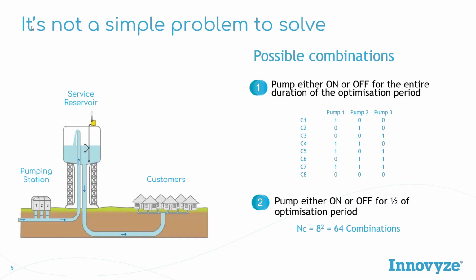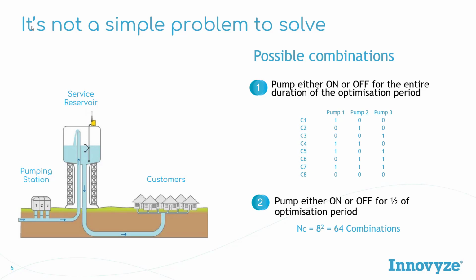The question is then, how many scenarios do we have to analyze? The complexity of this is clear even by looking at a very simple model, with 3 pumps feeding a service reservoir. Assuming that each pump is either on or off for the entire duration of the optimization period, and assuming that we are simply looking at fixed speed pump, we will have 8 possible combinations to analyze.